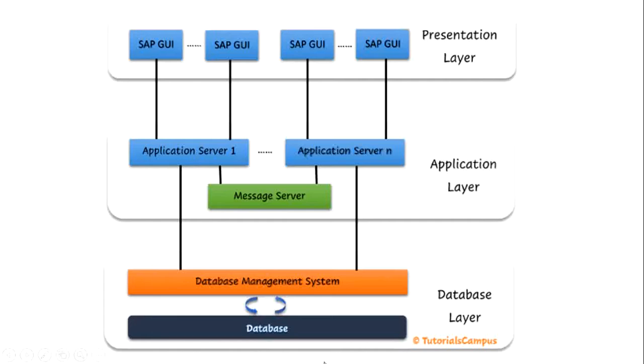Now all these 3 layers can be either installed on the same machine or can be installed on different individual machines. Okay, hope you all have understood the architecture of SAP R/3.